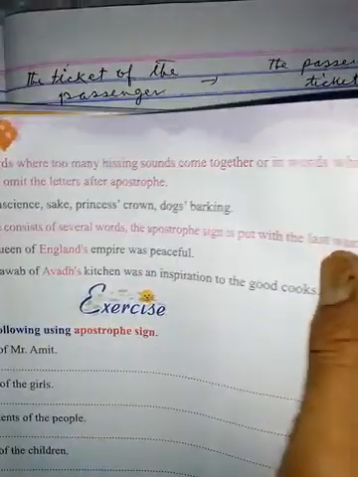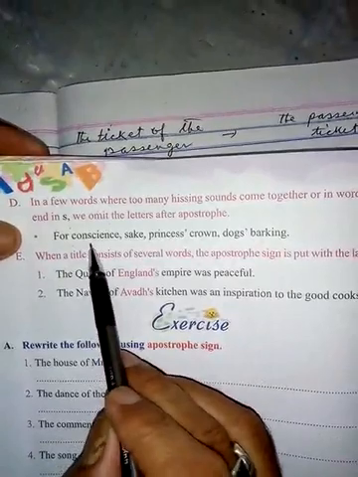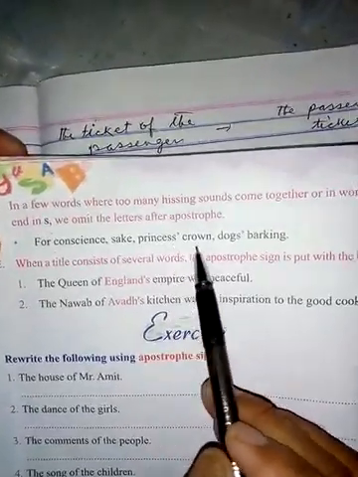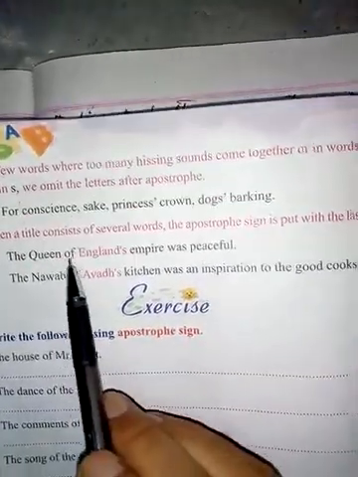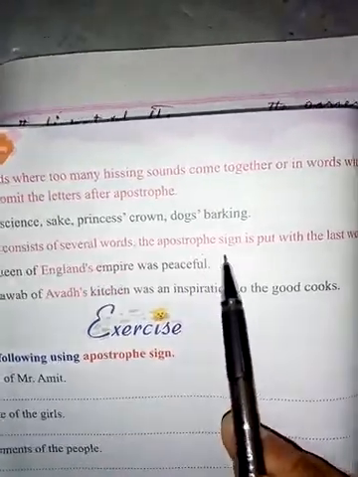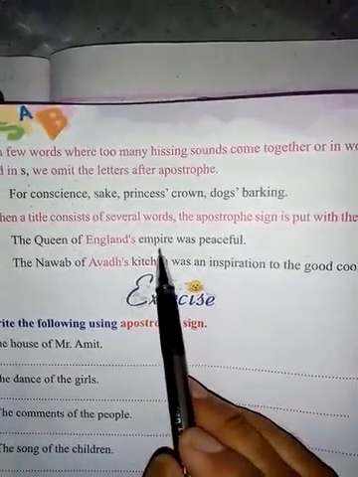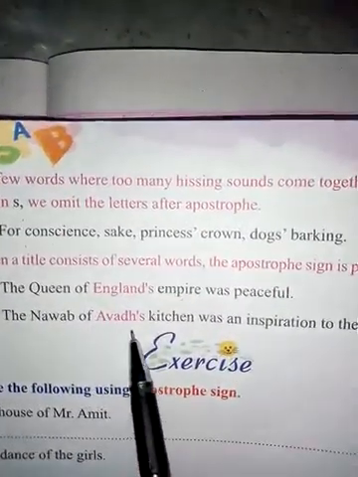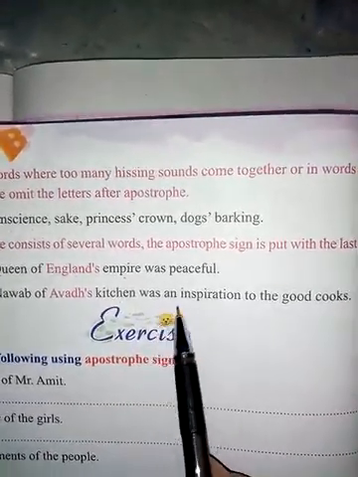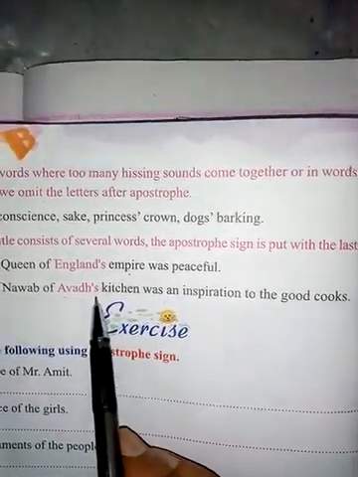In a few words where too many hissing sounds come together, or in words which end in S, we omit the letter after the apostrophe. For conscience' sake, princess' crown, S already given, dogs' barking. Clear? When a title consists of several words, the apostrophe sign is put with the last word. Example, the Queen of England's empire was peaceful. England's empire. The Nawab of Awadh's kitchen was an inspiration to the good cooks. Here apostrophe S is added.